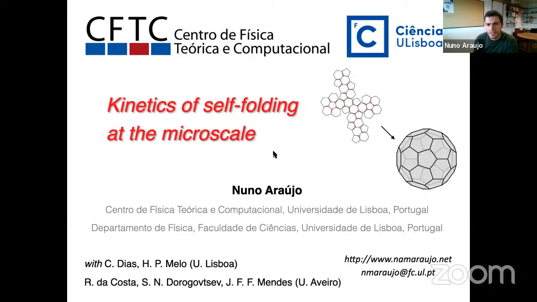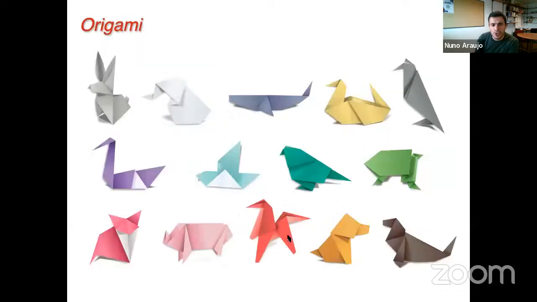And what I expect, or aim at convincing you of today, is that looking into this problem, especially when you do it at the micro scale, is related to random walks, graph theory, and other types of classical problems that you are familiar with. This is something that we started here at the University of Lisbon in collaboration with Cristóvão Dias and Igor Melo, who are researchers here in the group, but also with people from another university in Portugal, the University of Aveiro: Rui Costa, Dorogovtsev, and José Fernando Mendes. And so, what is kirigami? Let's start with origami, that everyone knows.